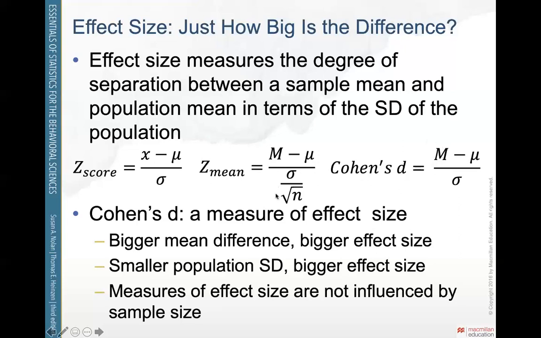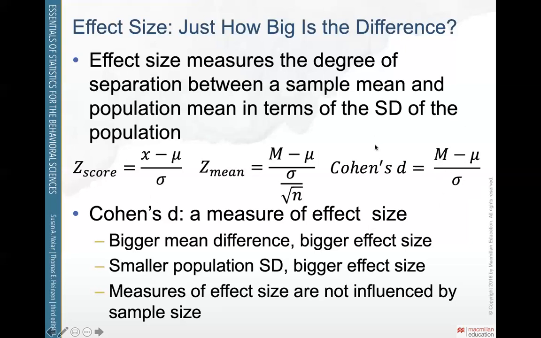But unlike the Z-mean equation, Cohen's d has the population standard deviation in the bottom. So it takes the element of having a mean in the numerator from the Z-mean equation, and it takes the element of having the population standard deviation only in the denominator from the Z-score equation over here.